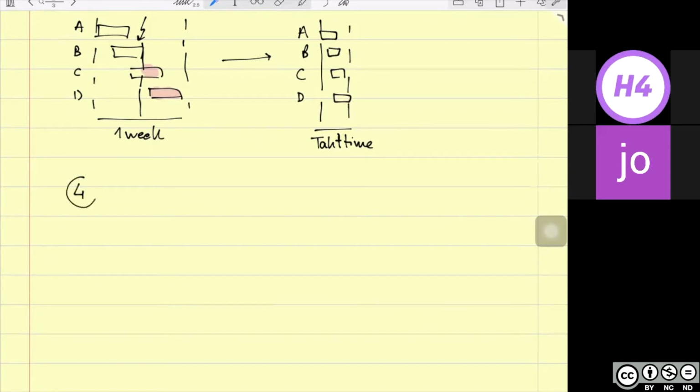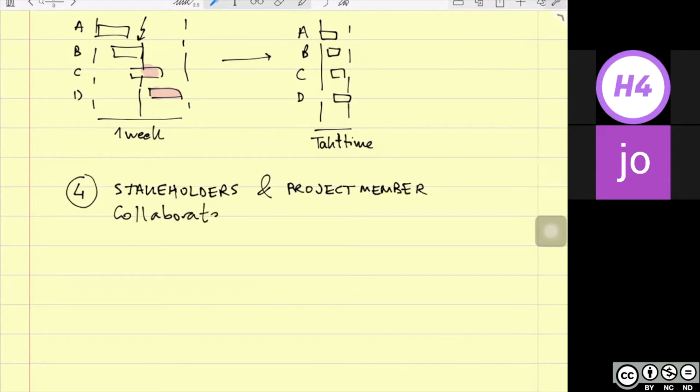Number 4, stakeholders. A stakeholder is anyone in business. Stakeholders and project members collaborate closely on a daily basis. This means you create, guess what? You create networks.